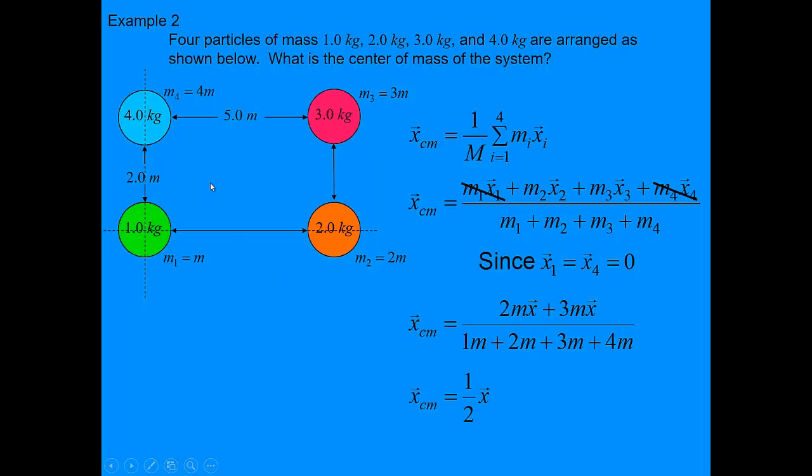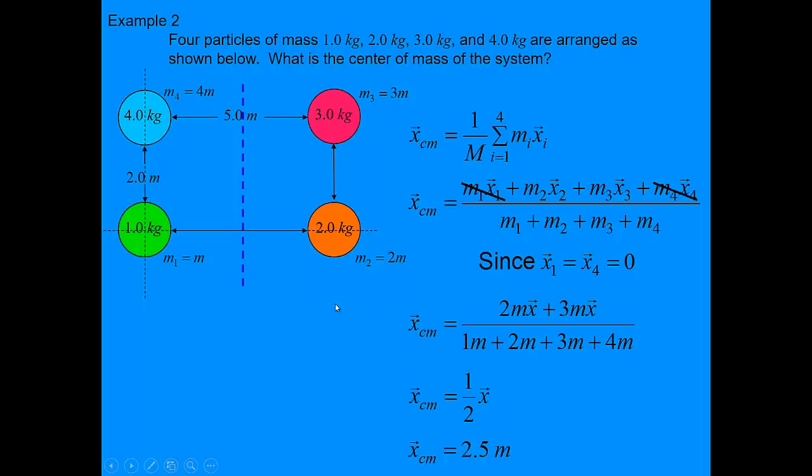If x is 5 meters, it's 2.5 meters. Now, since this is only one-dimensional, that would mean somewhere on a line at 2.5 meters, at x equals 2.5 meters, the center of mass lies on this line somewhere.